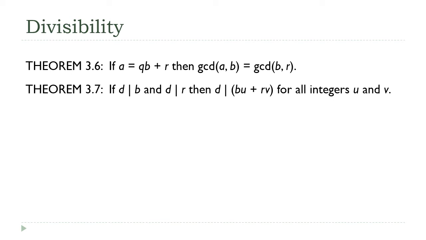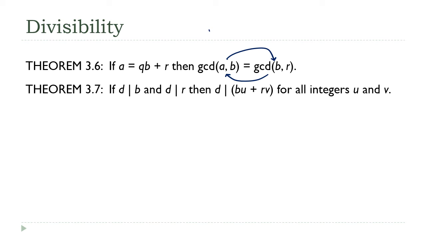Okay, so if I just think about this at a high level, what I want to do is show that every divisor of A and B is also a divisor of B and R, right? And then I'm going to show it the other way around. I'm going to show that every divisor of B and R is also a divisor of A and B.